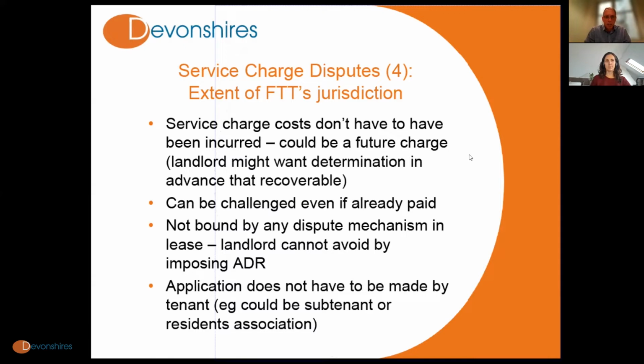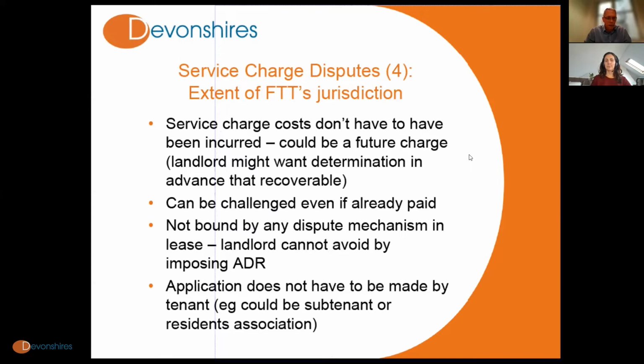It's also the case that service charges can be challenged even if they have actually been paid. So it used to be the case under the old regime that if service charges have been paid, then you couldn't challenge those, and obviously that put the leaseholders or residents in quite an unfair position, because they were basically between a rock and a hard place. If they didn't pay, they potentially put themselves in breach, and if they did pay, they wouldn't then be able to challenge the service charges. So the rules now have been changed so that even if they pay the service charges, they can still go back and challenge those at a later date.